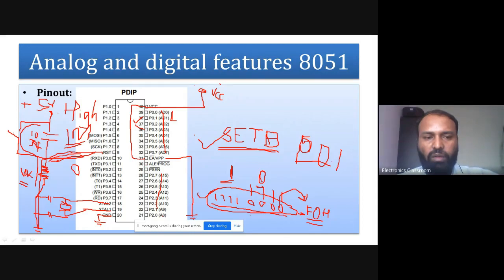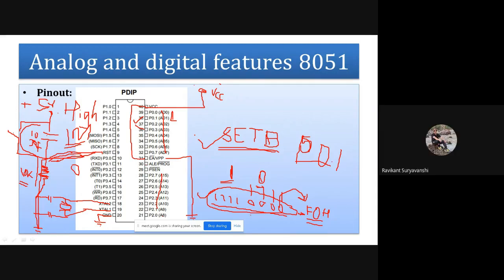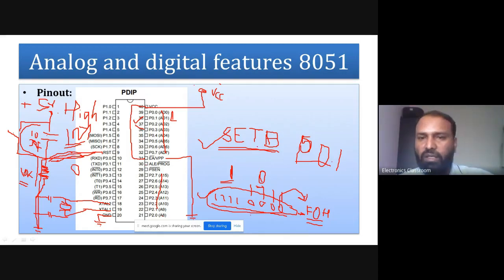Am I audible? This set instruction will work on only a single bit. So it will make only this particular pin, the P0.1 pin, equal to 1. Or if you use the clear instruction, CLR P0.0, it means we will make this particular pin 39 a 0.